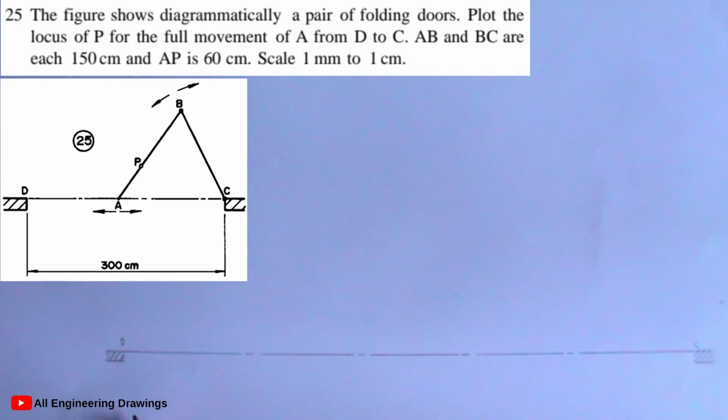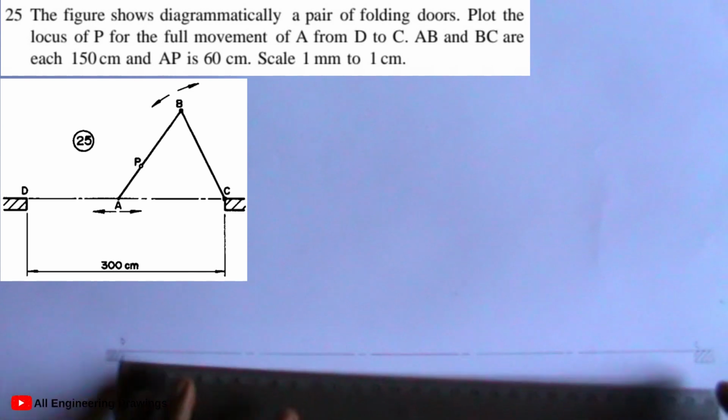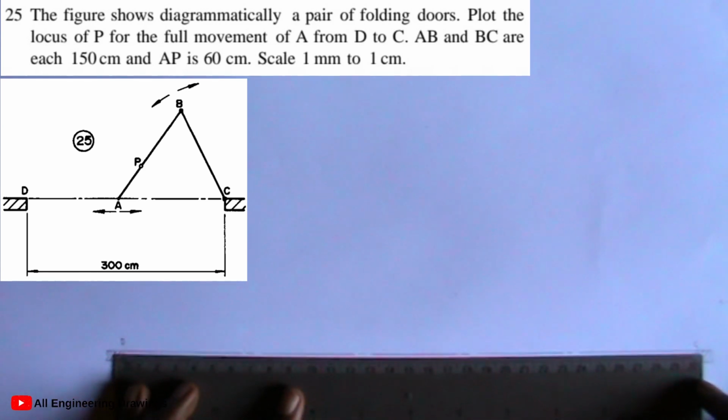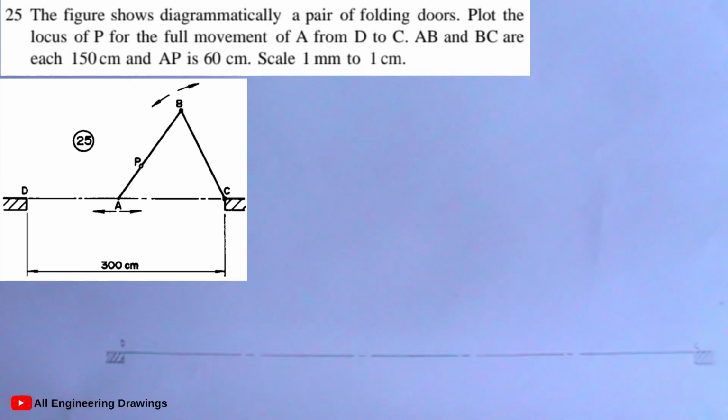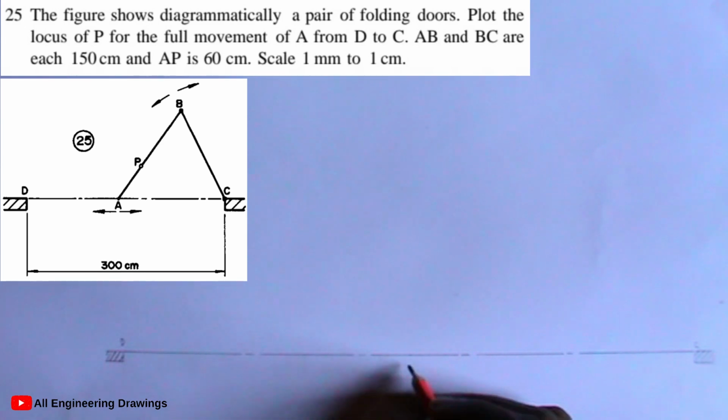Next, I will mark the midpoint on line DC. Since line DC is 300 millimeter long, the midpoint will be 150 millimeter. After marking the point, I will call this point here A.